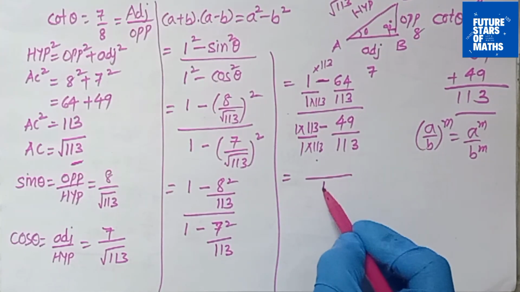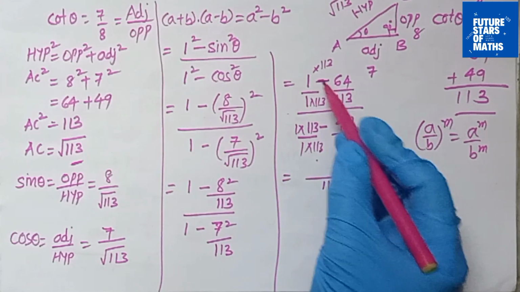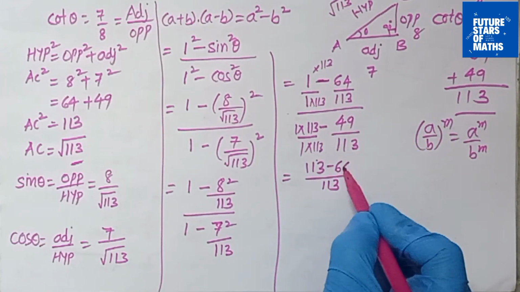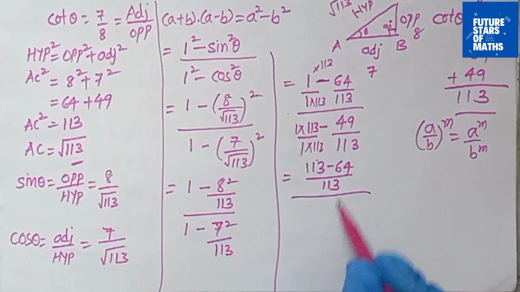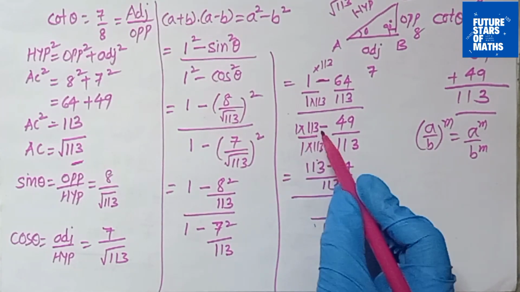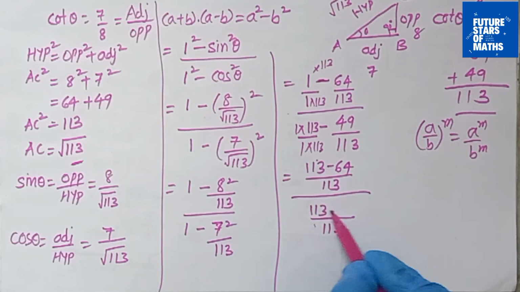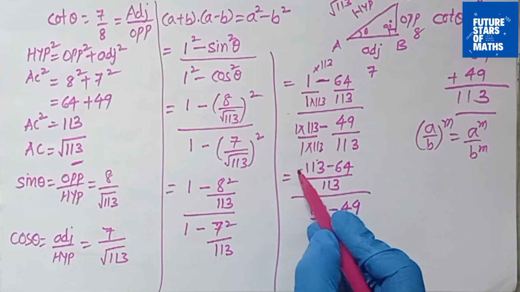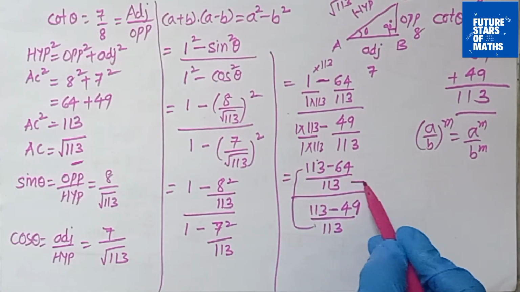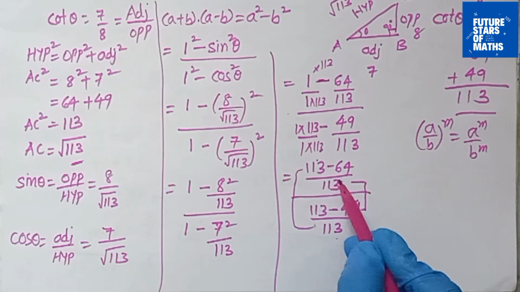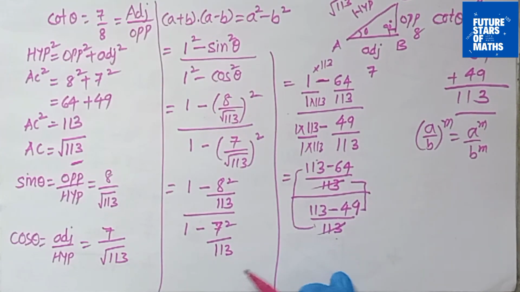So we can write it as, LCM is 113. 1 into 113, 113 minus 64, whole divided by, again in the denominator we have 113. So 1 into 113, 113 minus 49. So first and the last one will be multiplied, second and third will be multiplied. The second and fourth are the same, so we can cancel this.